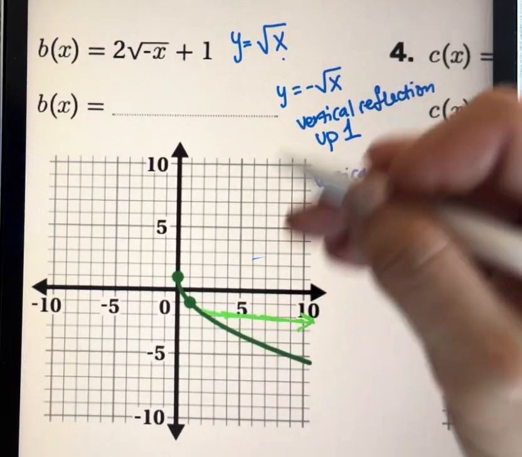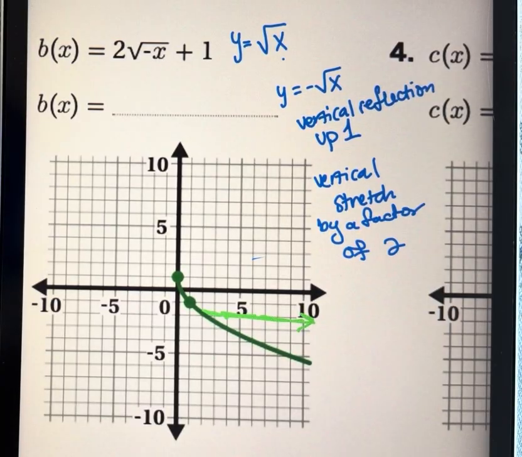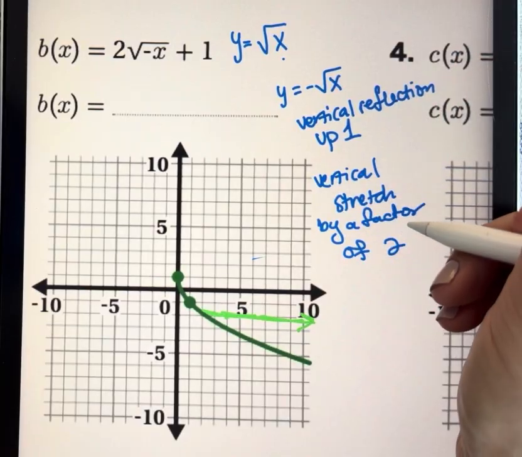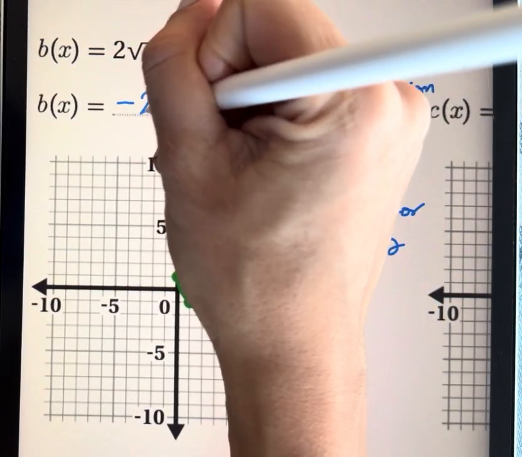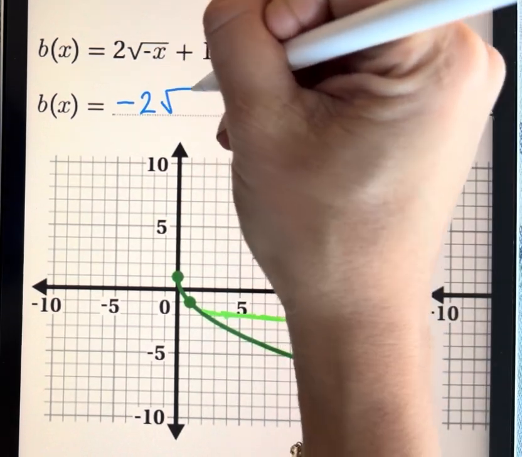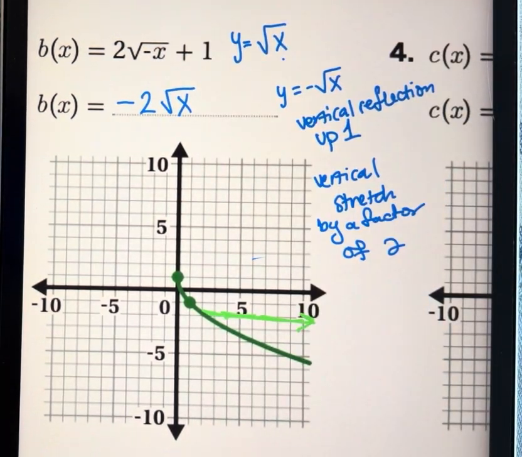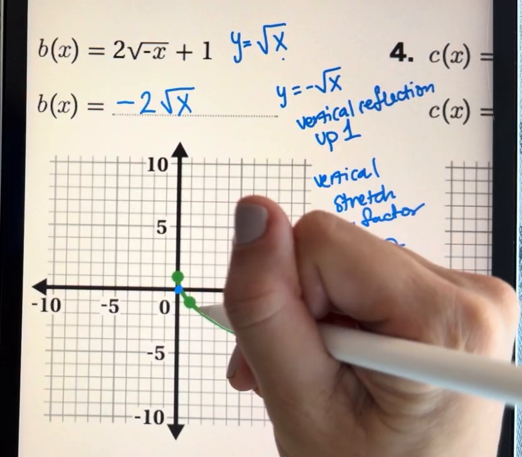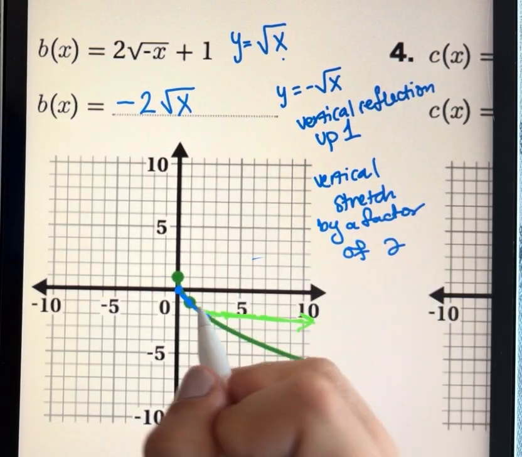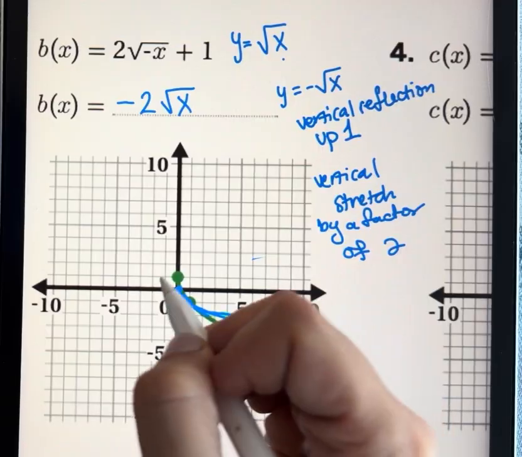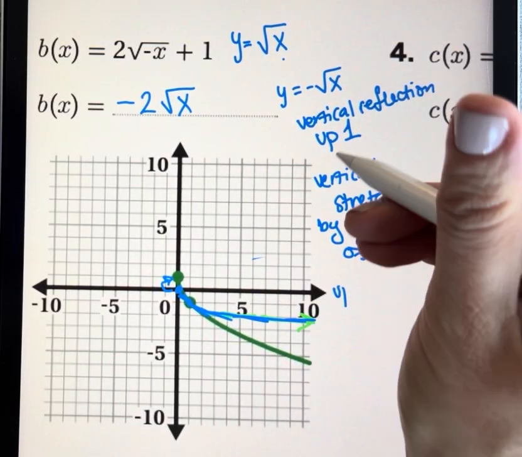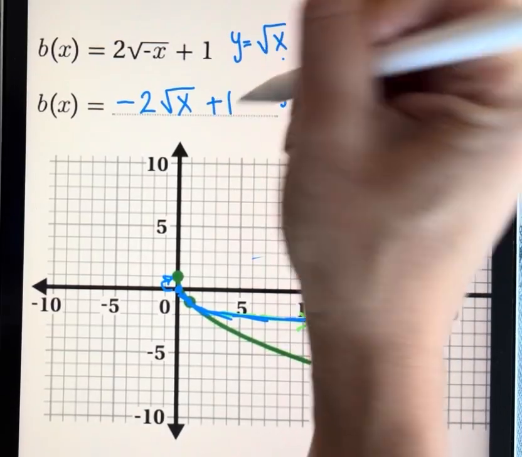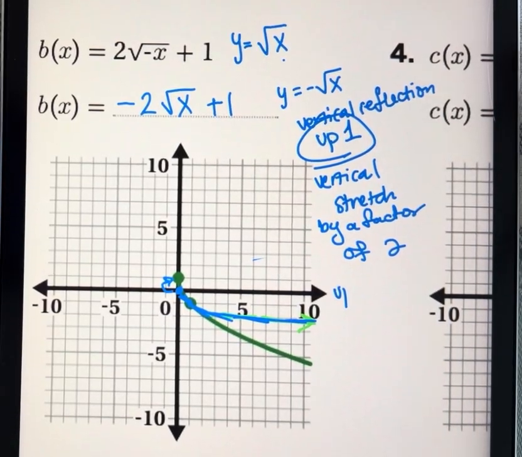All right, so now we put all this together. So I've got myself a factor of 2, a vertical stretch, and a vertical reflection. So I need the negative for the reflection, I need the 2 for the stretch, I need my square root of x, and then finally, remember from here, our reflected graph has moved up 1. Oh, we already have that, up 1. So that's what that graph should look like. That's what that equation should look like.